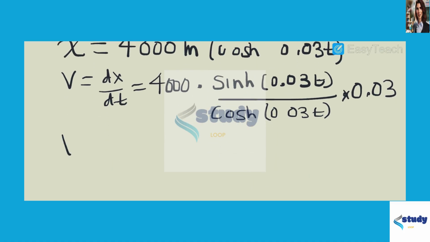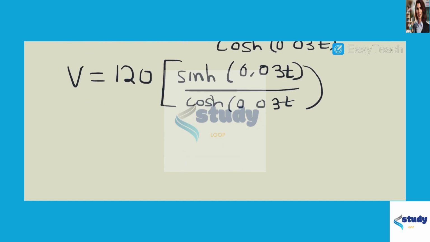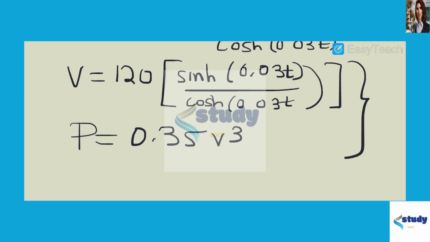Further simplifying this, we see that the velocity function is simply 120 times sinh of 0.03t all over cosh of 0.03t. Now remember, recall that power is simply 0.35 v cubed. Using these two equations here, the only input that we need is time, and we're asked to solve for the power dissipation due to drag at t equals 10 seconds and 15 seconds.